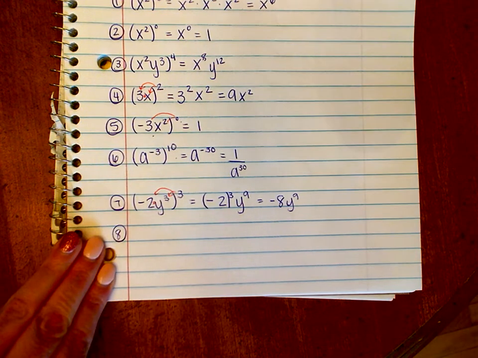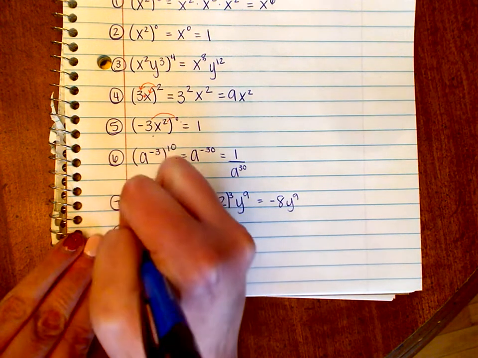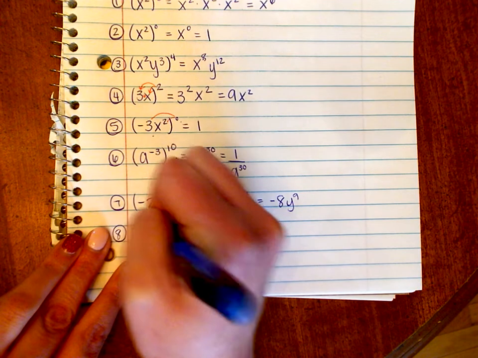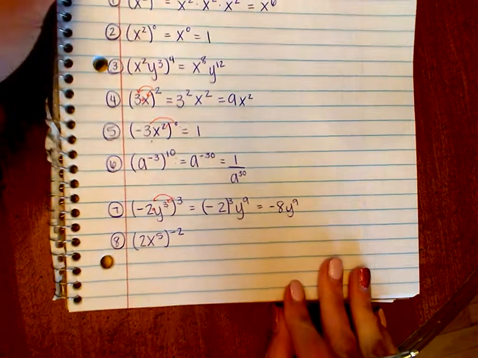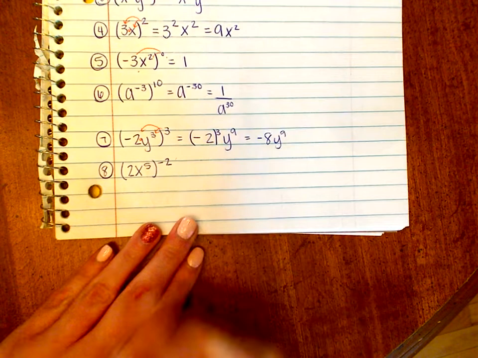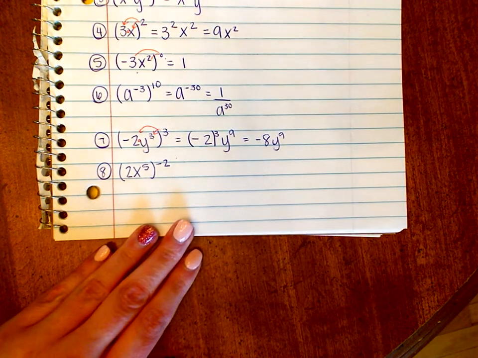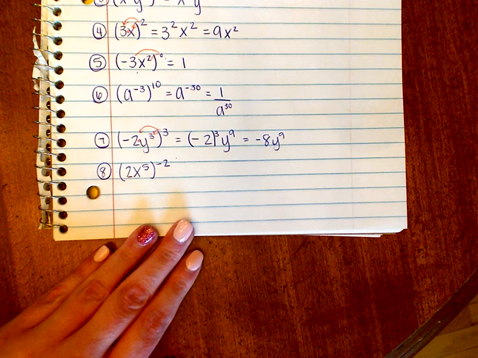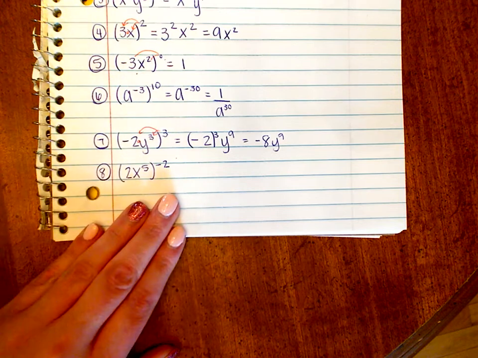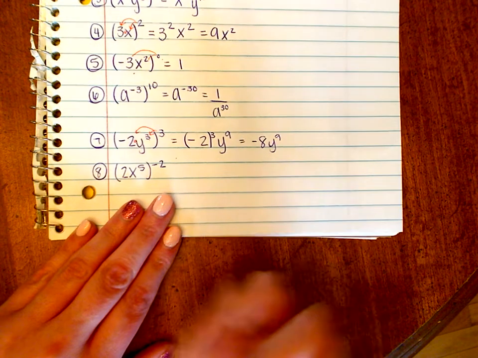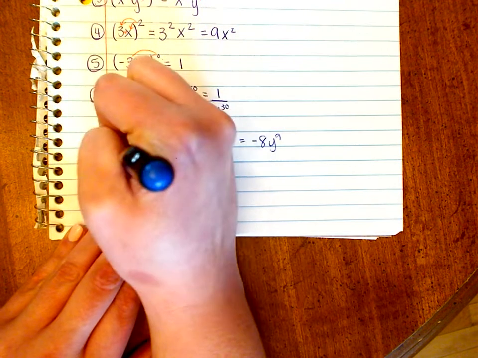Okay. Number 8, let's do the quantity 2x to the 5th, all raised to the negative 2nd power. Now this one, you can do it a couple different ways. You can do the negative rule first, or you can do the power rule first. It's whatever you want to do. I tend to do the power rule first. I don't know why. I just always do, so that's what I'm going to go with.